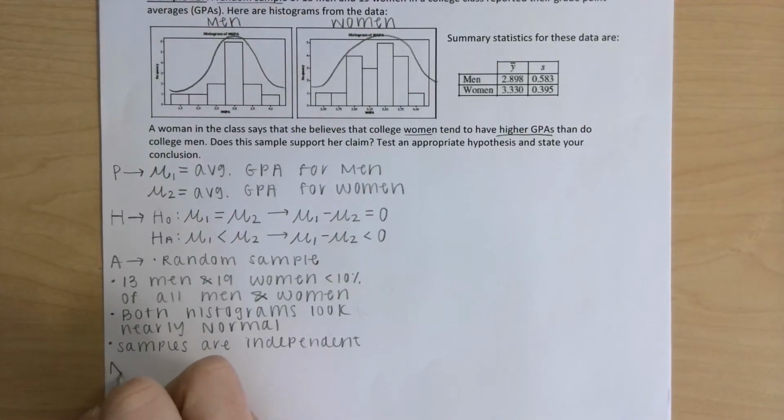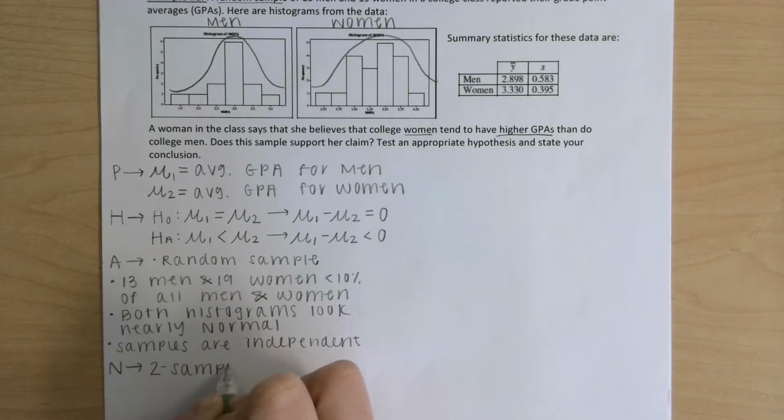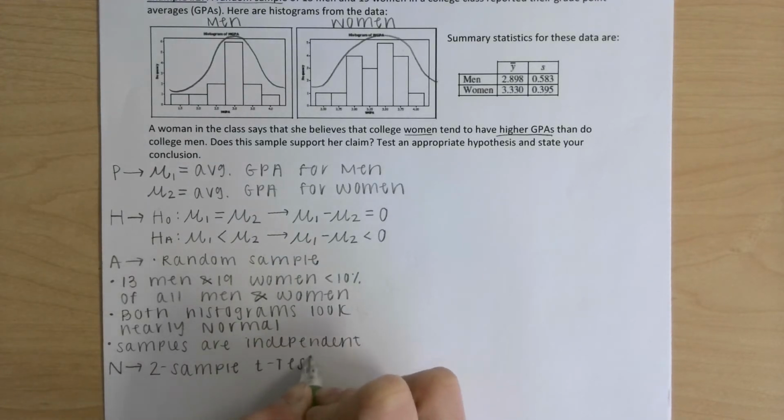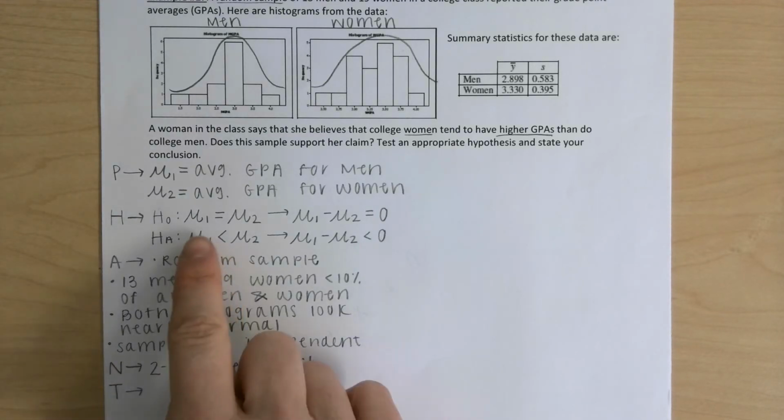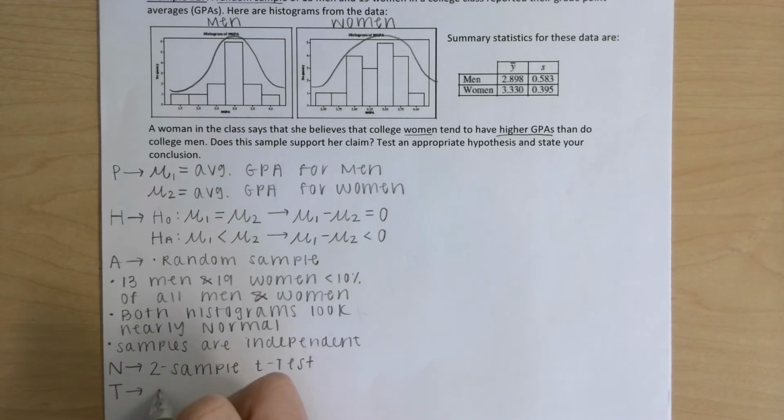Okay, my N in PHANTOM stands for naming the test. Now, when we did this same kind of problem for one sample, we called this a one sample t-test. Now that we have 2 groups, this is called a 2 sample t-test. T in PHANTOM stands for our test statistic. So this is where we're going to list the averages that actually happened in each sample. I'm going to subtract them just like I did in my hypotheses up here. So I'm going to take my first x and I'm going to subtract the second.